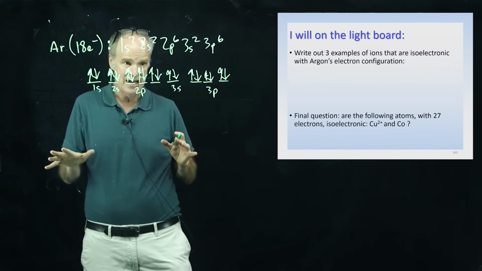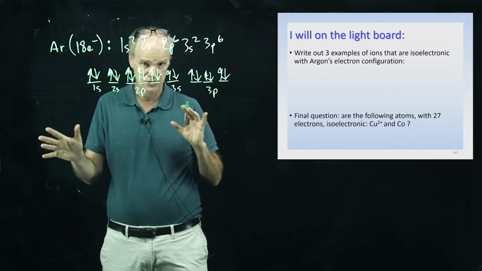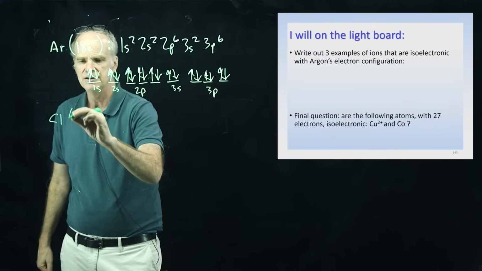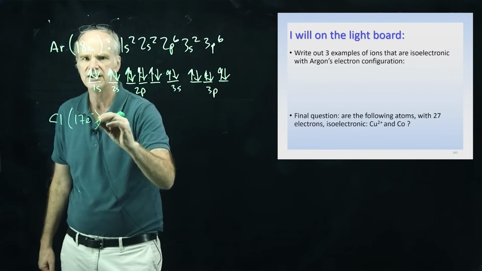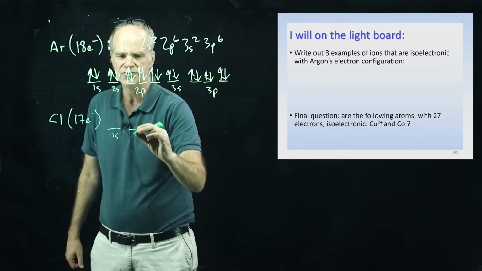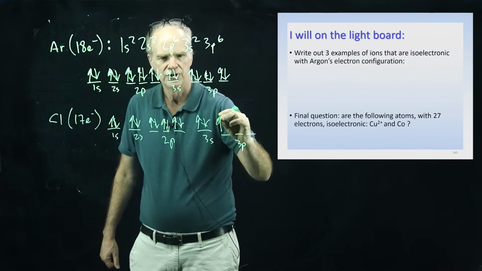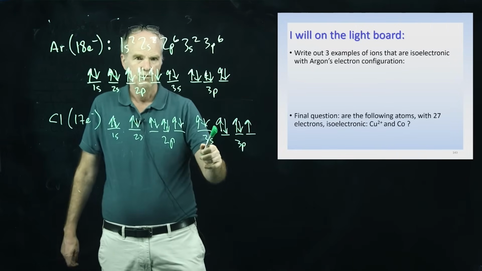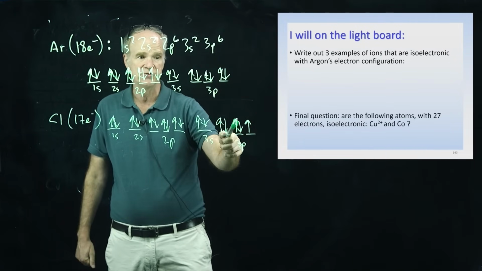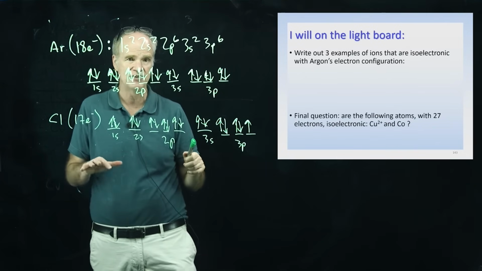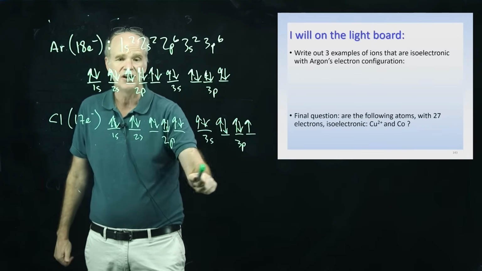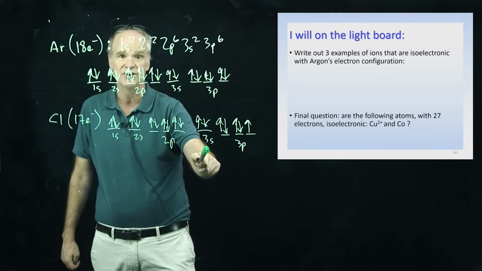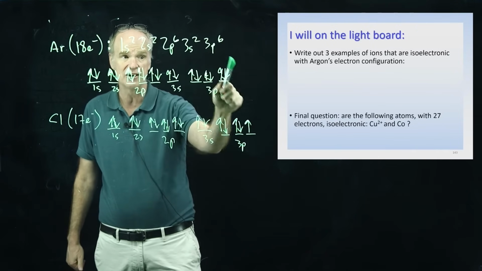And the answer is yes. So let me show you how you could do this. Let's say you have chlorine. You know that chlorine has 17 electrons. You can look that up. And so you could write out chlorine's orbital notation like this. What we have here for chlorine looks similar to argon's notation, but there's one less electron. So the first question I have to ask you is this: is chlorine's electron configuration here with 17 electrons isoelectronic, meaning does it have the same configuration as argon's with 18 electrons?